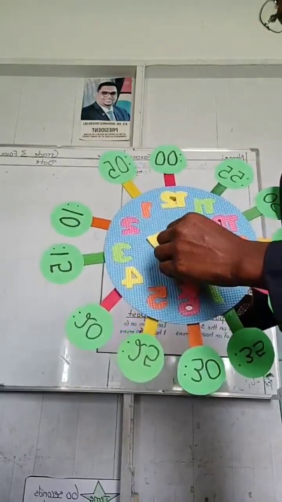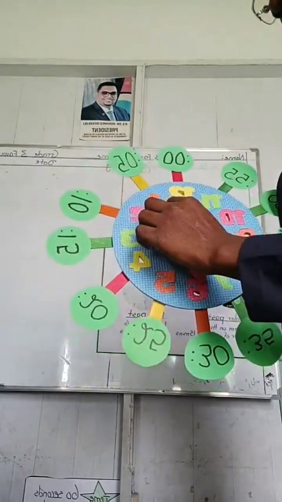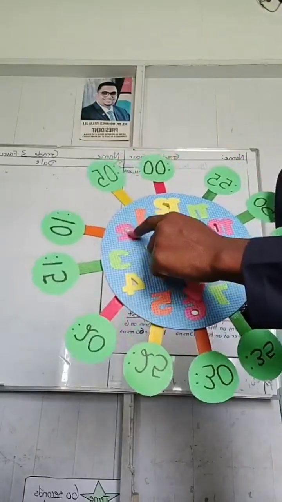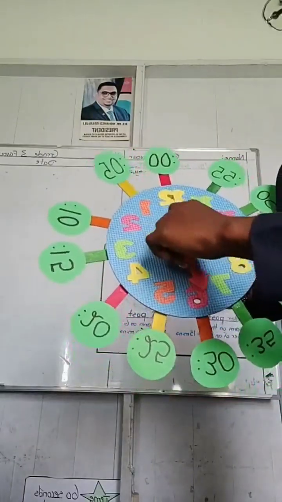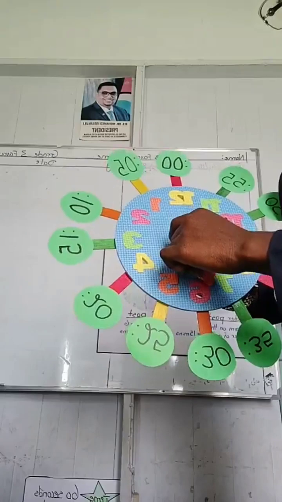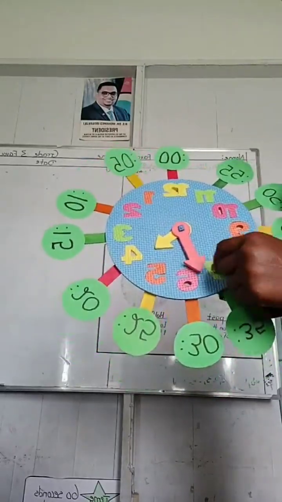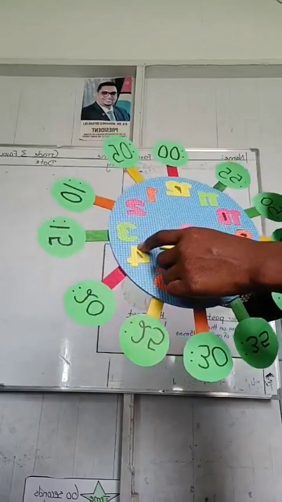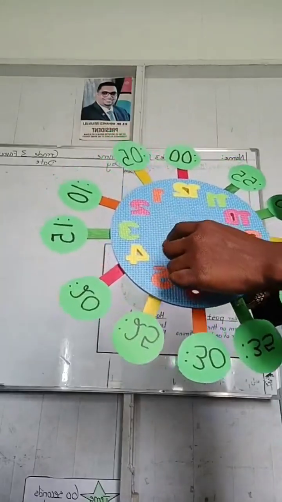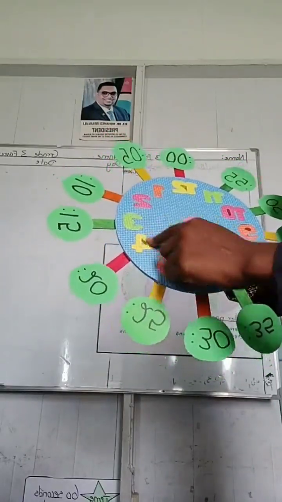The reason why we read it like that is because it is halfway past the hour, which is 2 o'clock. What about if we take our hour hand and put it in between 4 and 5? We usually read the time the same way. We say that it is 4:30. That is how we read the clock.